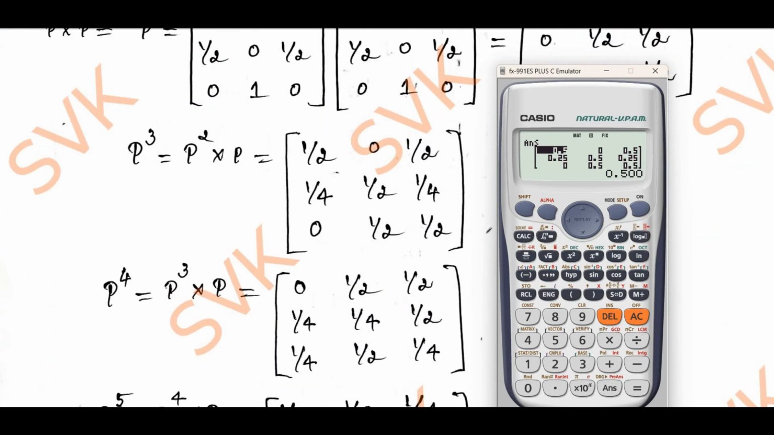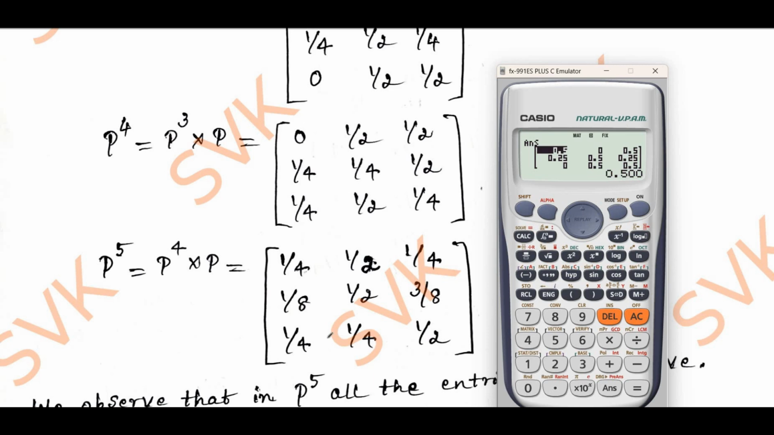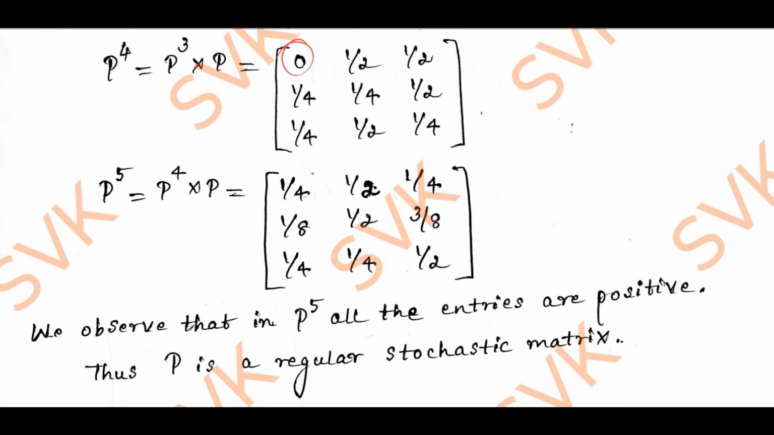Similarly, continue the procedure: shift mat A into mat answer, mat A into mat answer, until you get all non-zero elements. In P power 4, we have got a 0 element here. That's why I find out P power 5. So here in P power 5, all the elements are greater than 0, meaning non-zero elements are there. Hence we can say that the given matrix is a regular stochastic matrix at P power 5.